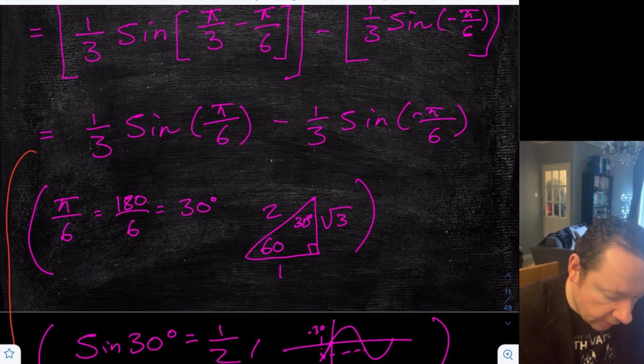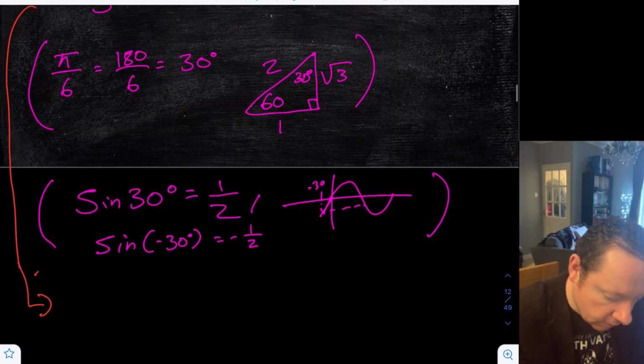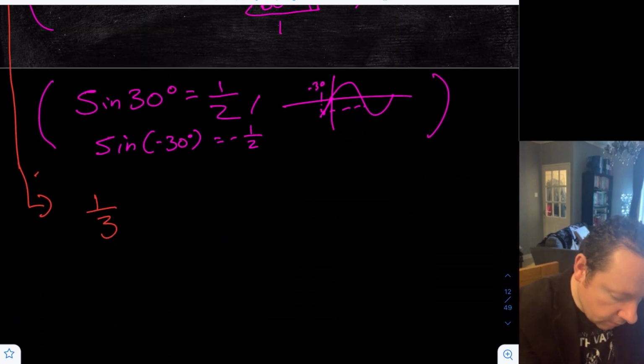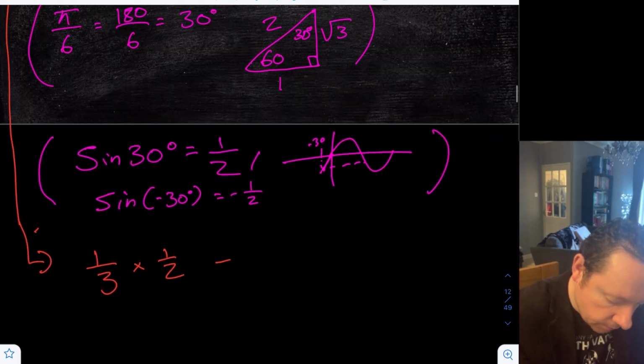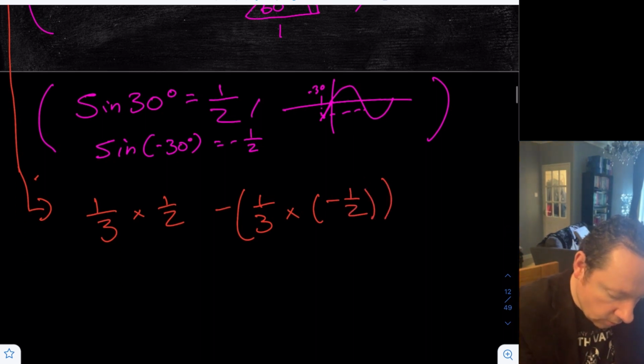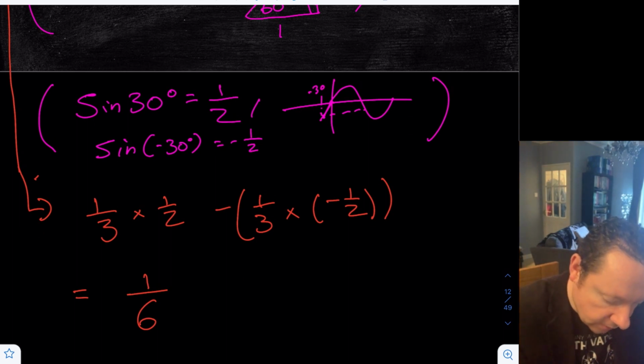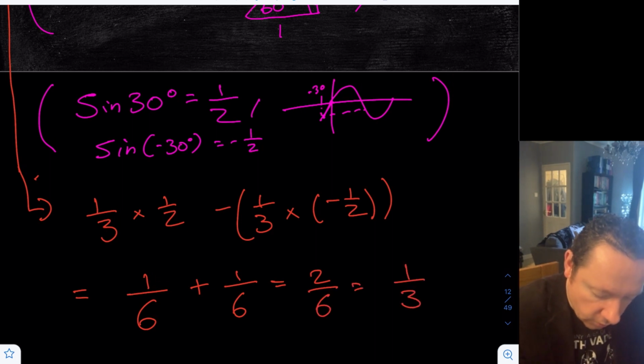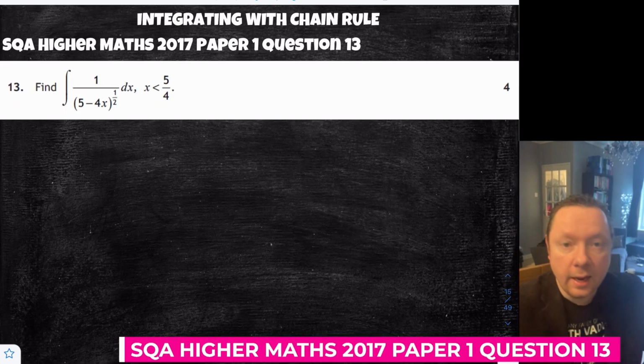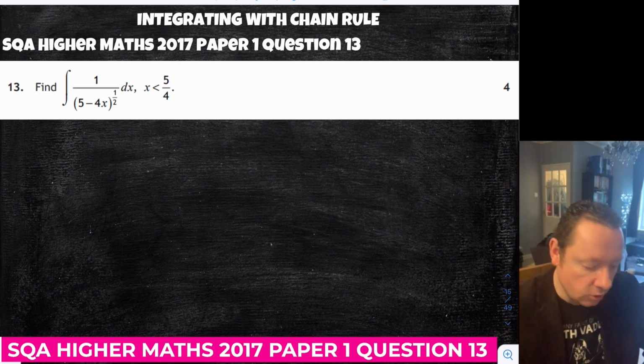1/3 of the sine of 30, so 1/3 times a half, minus 1/3 times minus a half. So 1/3 times a half is a sixth. 1/3 times minus a half is minus a sixth. So plus another sixth because of minus times a minus. That is 2/6. That is 1/3. And we're done there.